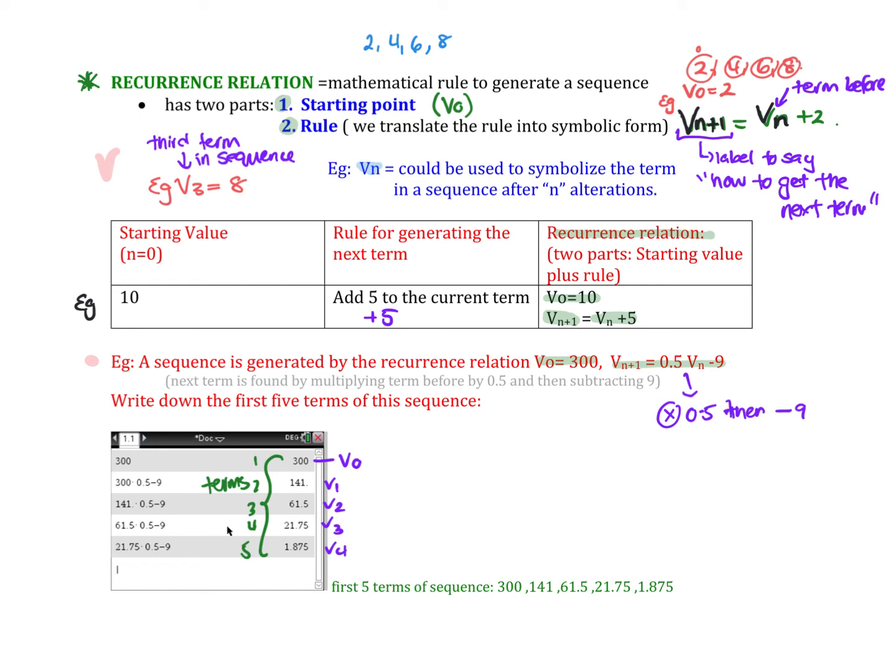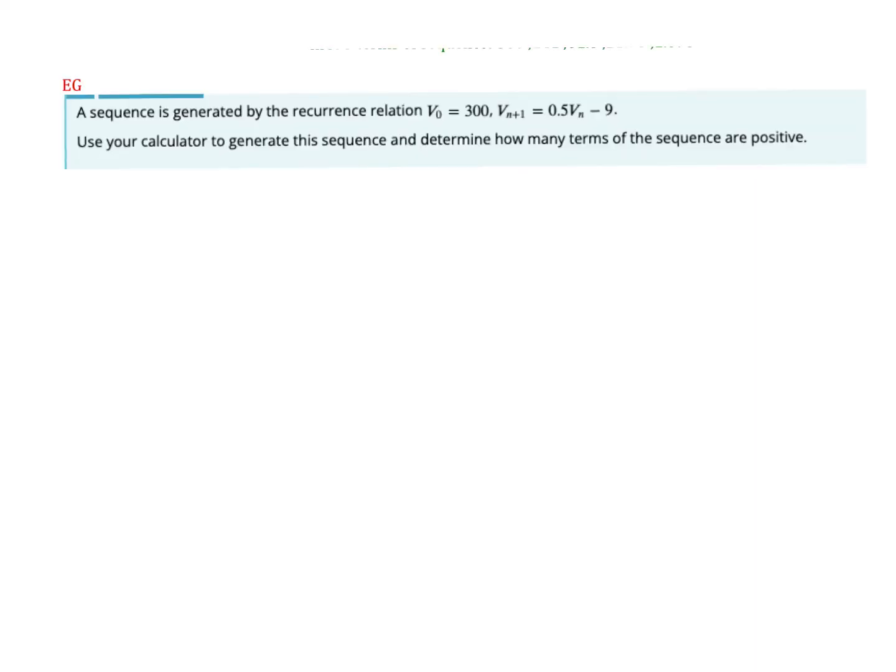Okay, so let's go practice this on our calculators. I'm just going to pause it. Okay, a sequence is generated by the recurrence relation. So remember, I'm going to keep saying this so you can remember for year 12: a recurrence relation just means they give you the initial and they give you a rule. That's why it's a recurrence relation. All right, it says use your calculator to generate the sequence. Oh, we just did this.